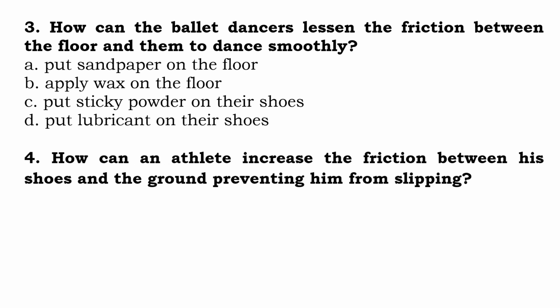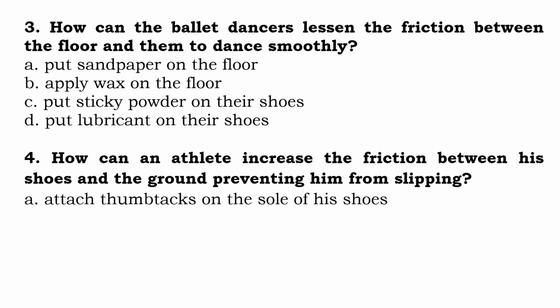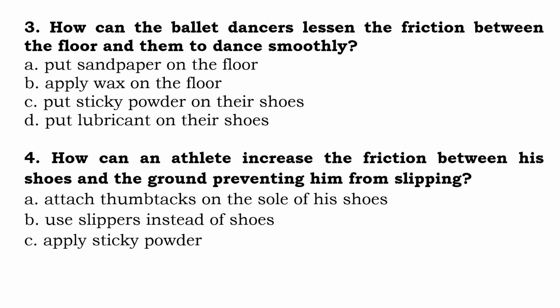Number 4. How can an athlete increase the friction between his shoes and the ground, preventing him from slipping? A. Attach thumbtacks on the sole of his shoes. B. Use slippers instead of shoes. C. Apply sticky powder. D. Use cleats.